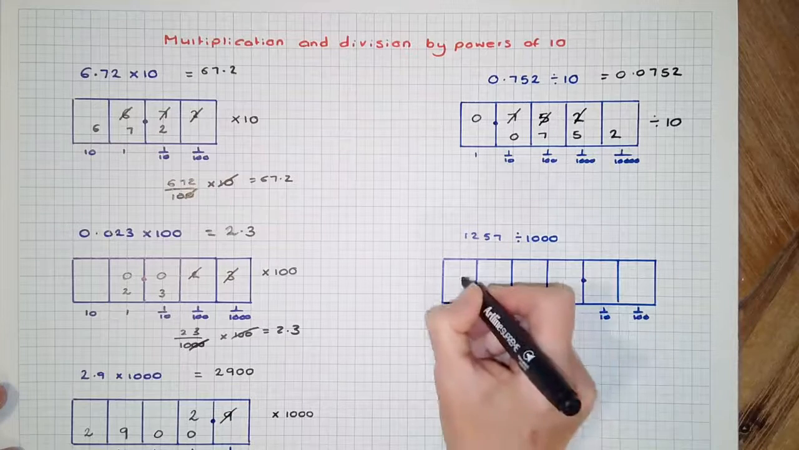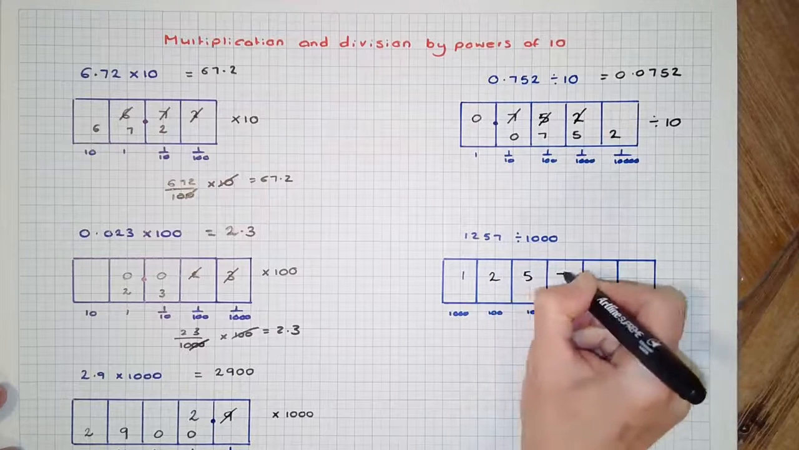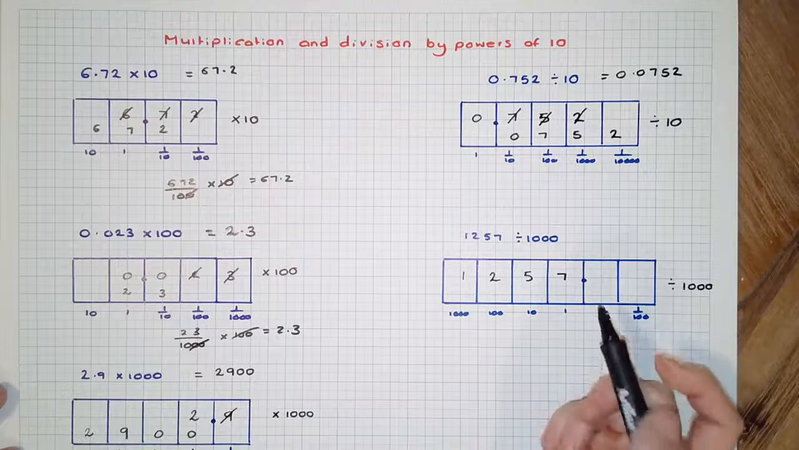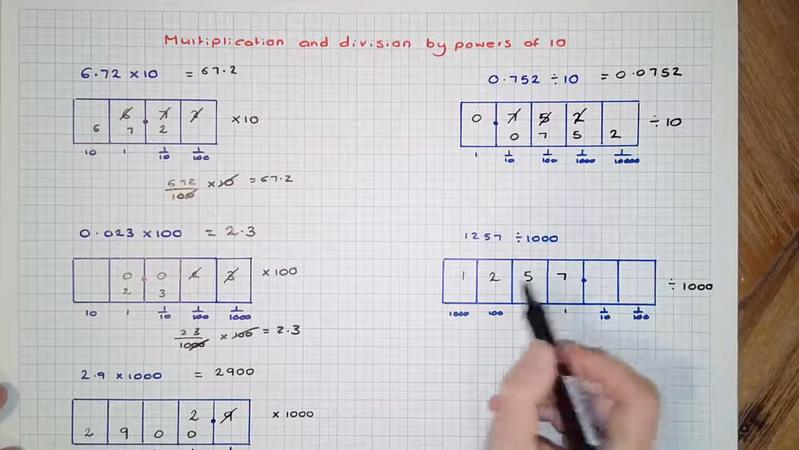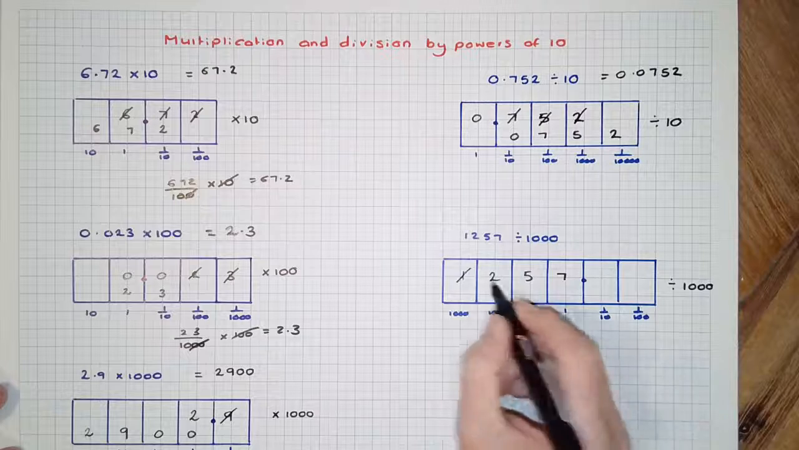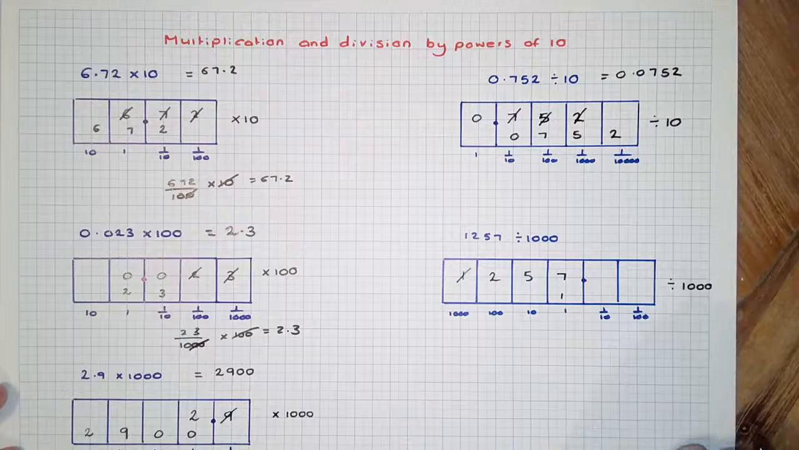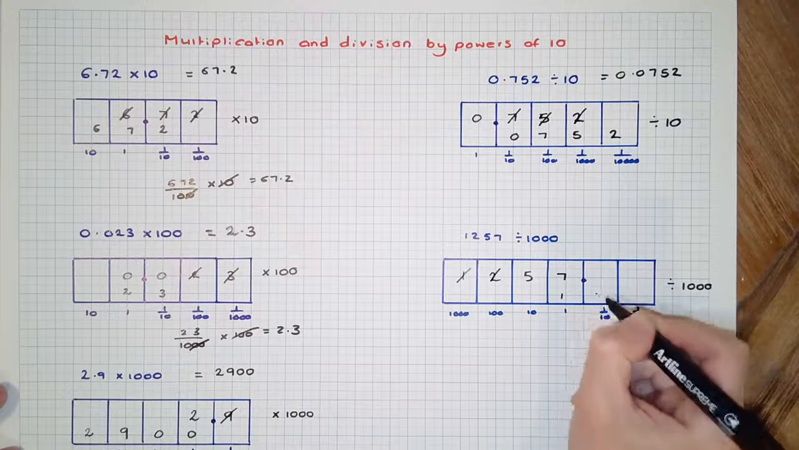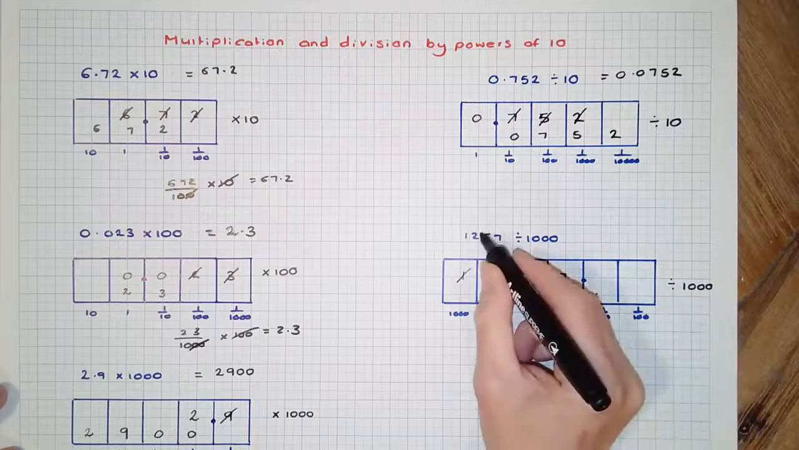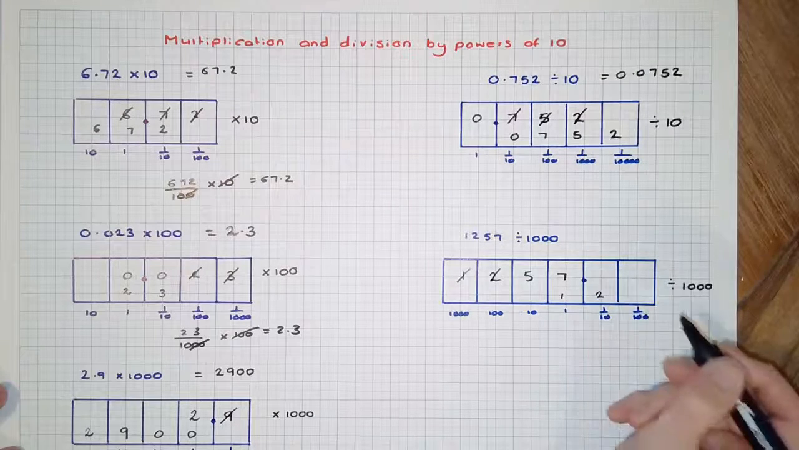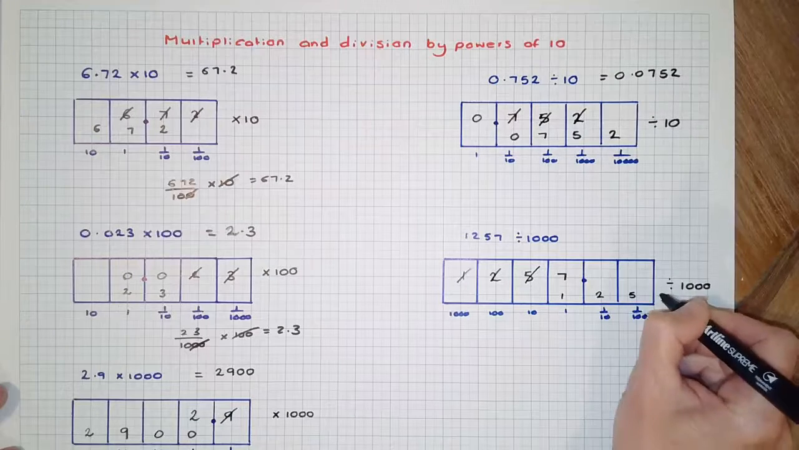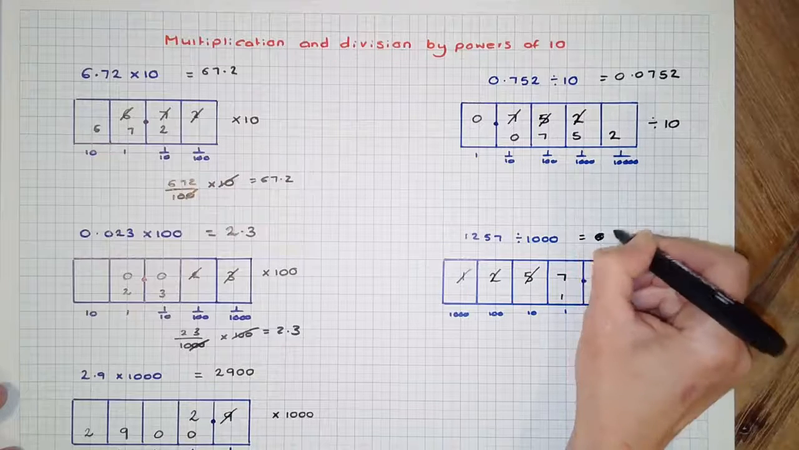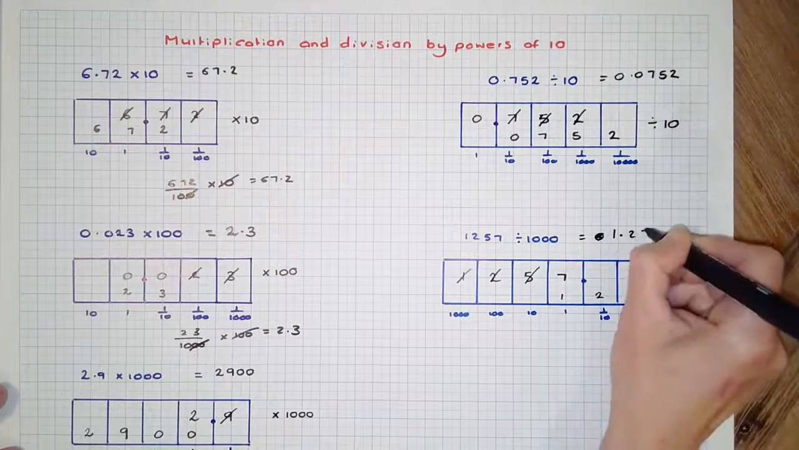1,257, that's 1,257 divided by 1,000. This time, the numbers are going to move 3 spaces. So the 1 will move into the 1 or units, 2, and I haven't drawn the place value table big enough, 5 and then 7 would pop out here. So we get 1.257.